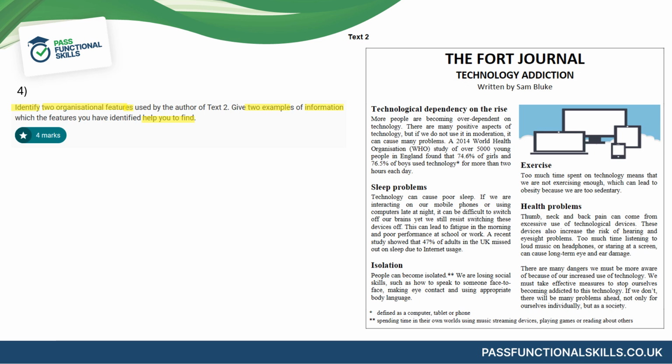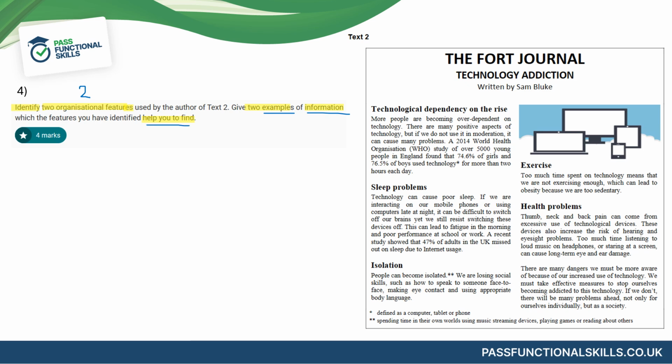Okay, so let's break down the marking here then. It's worth 4 marks. We get the first 2 marks just from identifying 2 organisational features. So that's our first 2 marks. Then we need to give examples of information which the features have helped us to find.